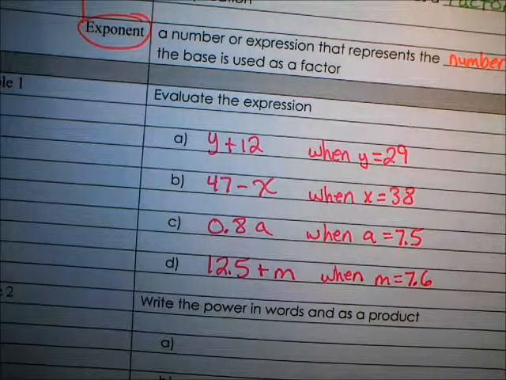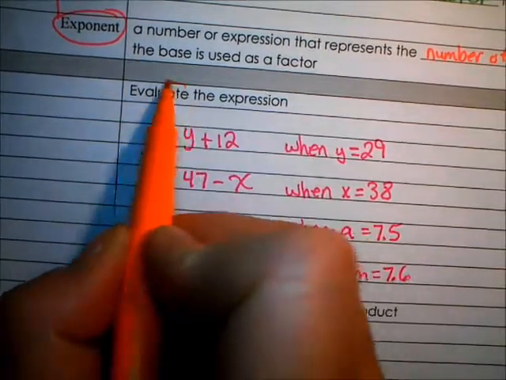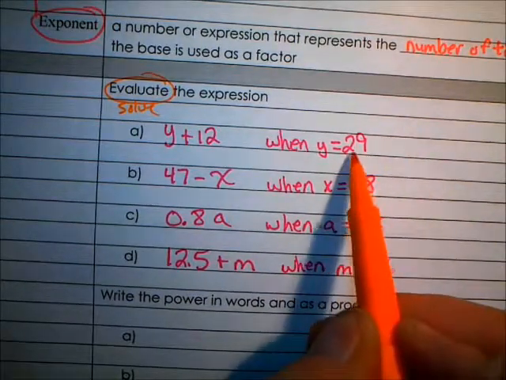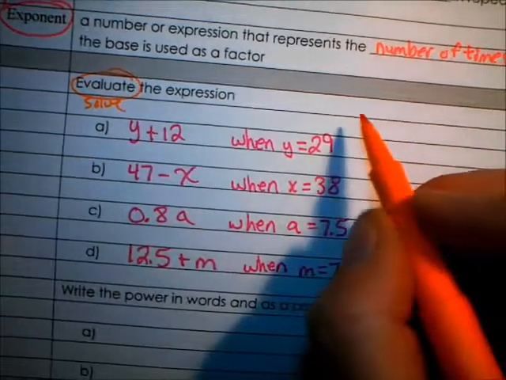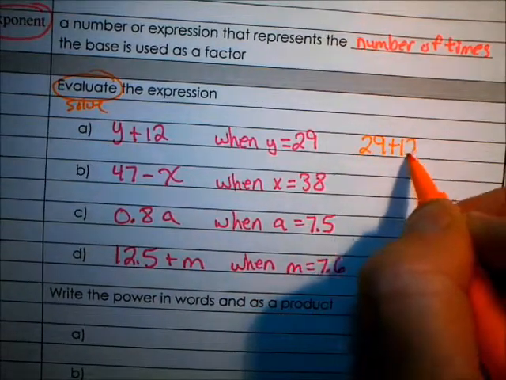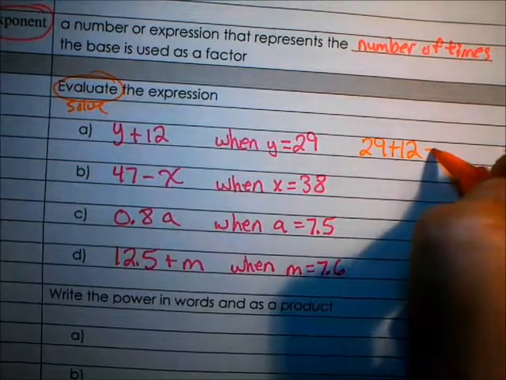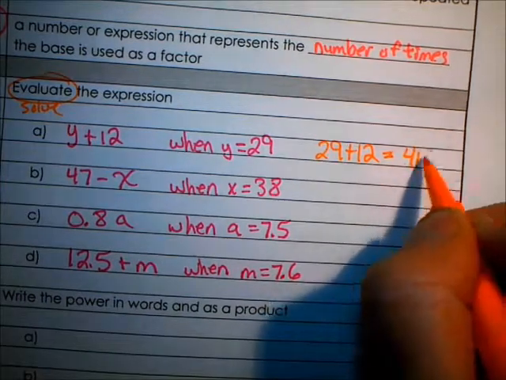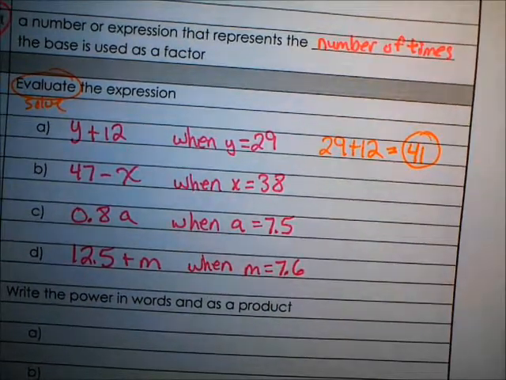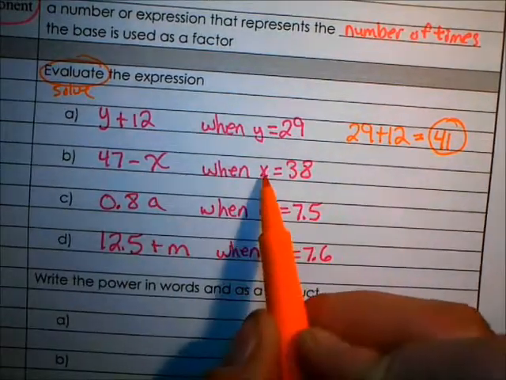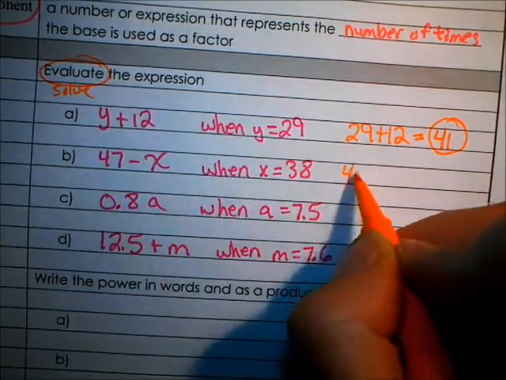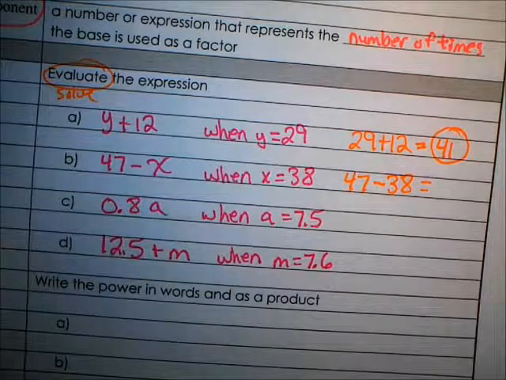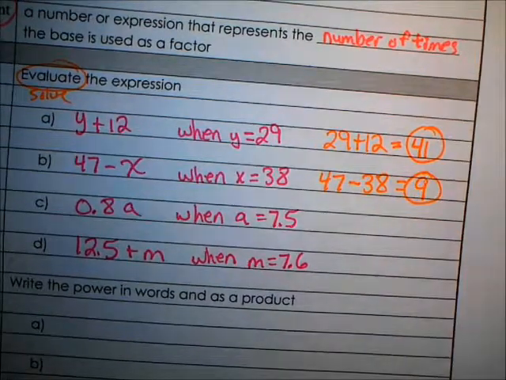Okay. When I go to my problems, when I want to evaluate, I'm going to actually solve it. So I'm going to take the 29 on the first one and replace it in my problem so that I actually have 29 plus 12. Evaluate means we want to find out what that equals. 29 plus 12 is 41. That's my answer. On B, they tell me that the x is 38, so when I replace it, that becomes 47 minus 38. When I do that in my calculator, I come out with 9 as my answer.